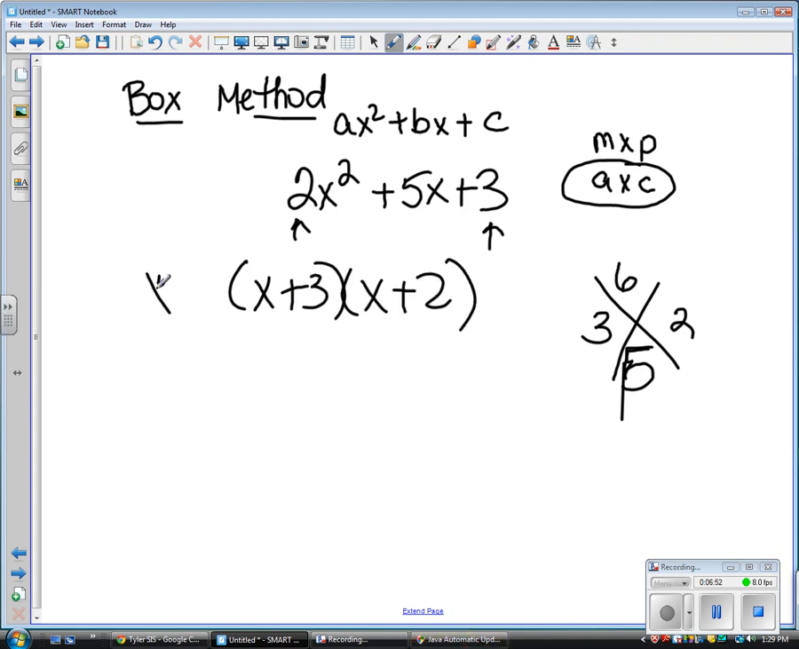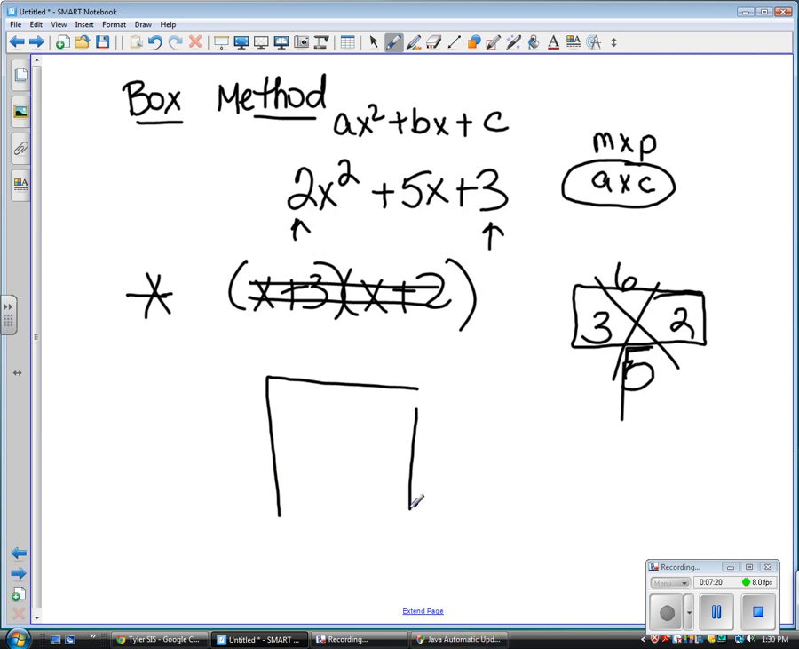Now, I can't just go straight into x plus 3 and x plus 2. I cannot do that because my last term was not just a lone 6. I have a coefficient out front. So what this is telling me this time is, this 3 and 2, I'm going to break this down one step. So this is where your box method comes in.